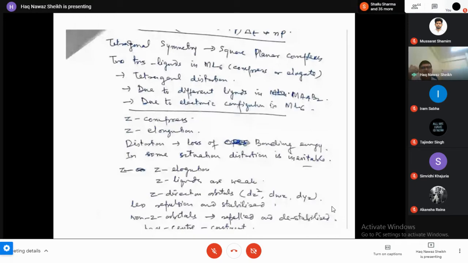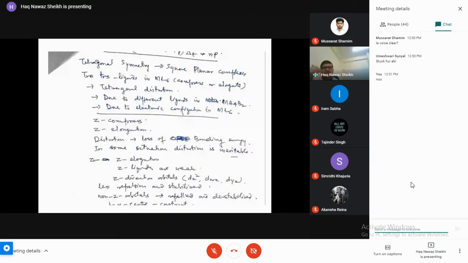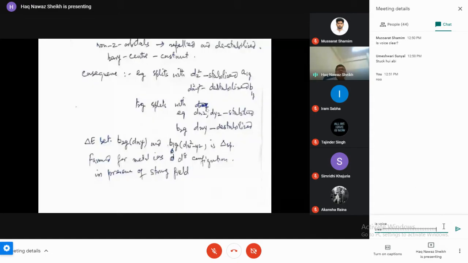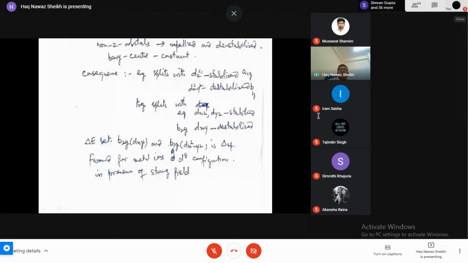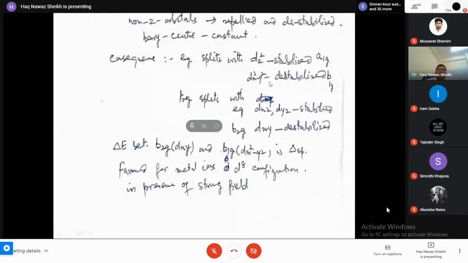Square is given as symbol B1g, and the lower orbital T2g splits, written as Eg, and dxy is written as B2g. So that's written here. The Eg splits into dz square, written as A1g, and dx square minus y square, written as B1g.